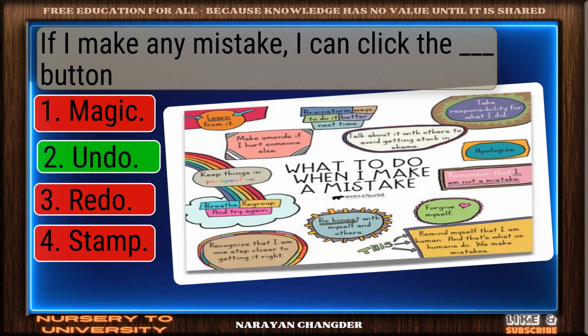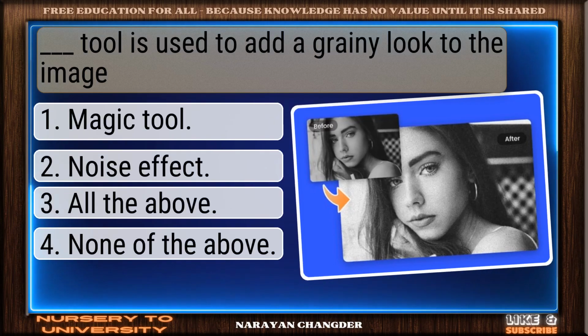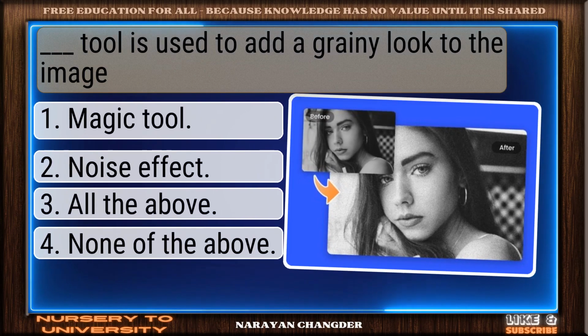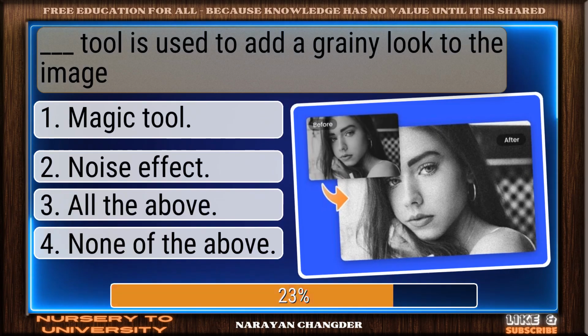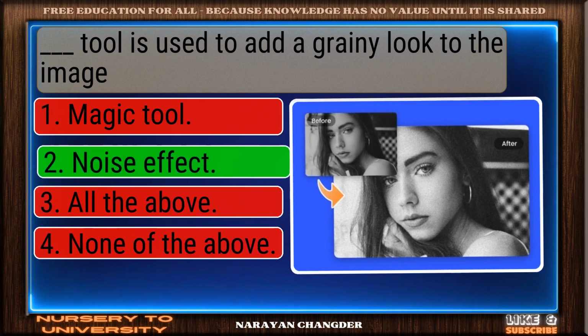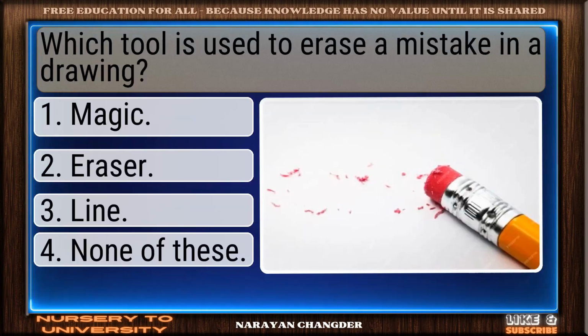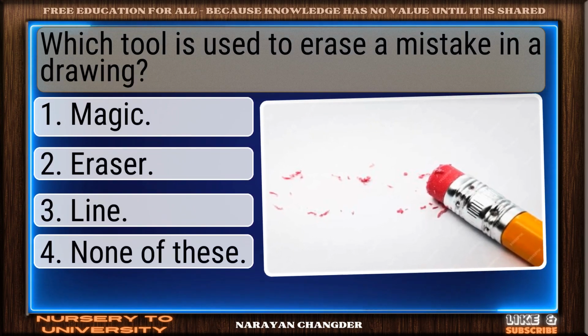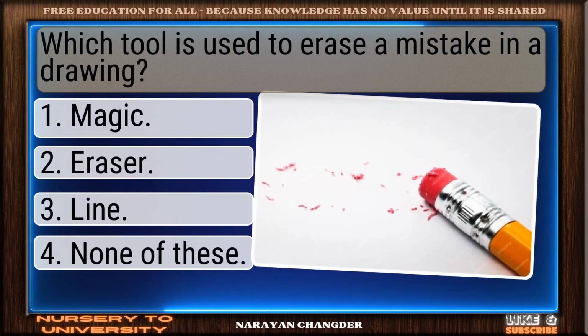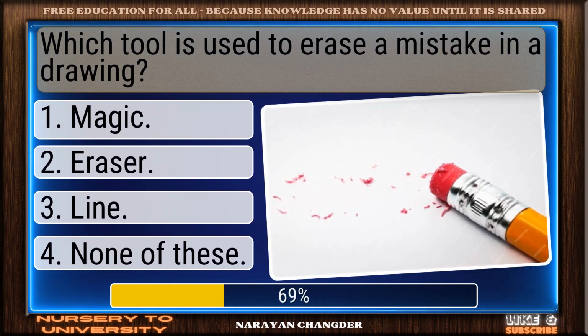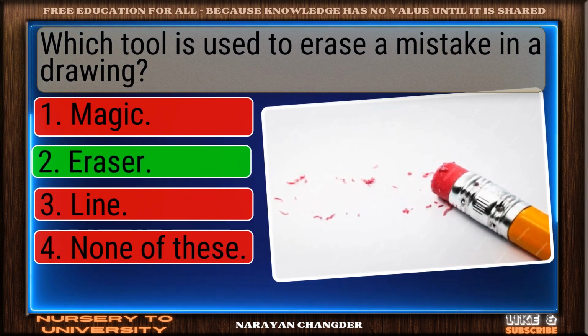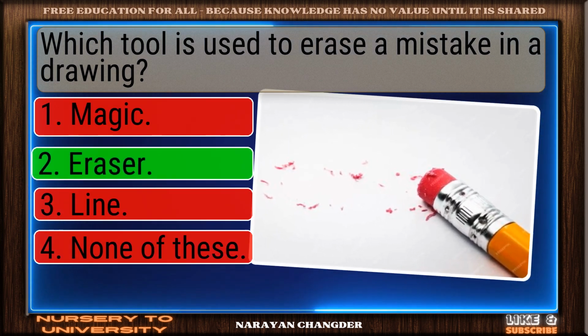On track. Undo is correct. Dash tool is used to add a grainy look to the image. Correct response. Noise effect is accurate. Which tool is used to erase a mistake in a drawing? Well picked. Eraser is correct.